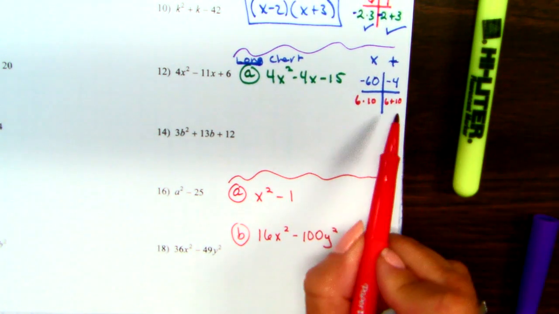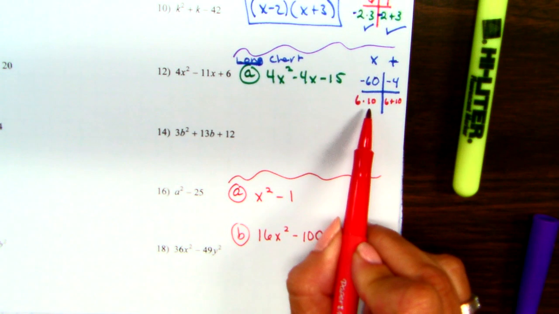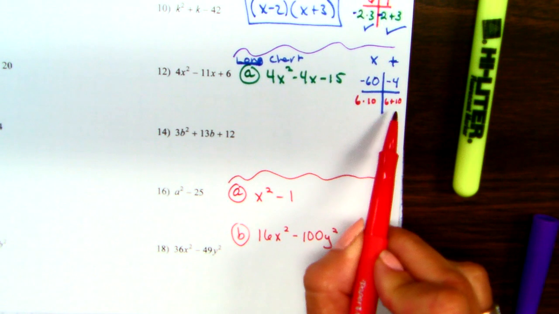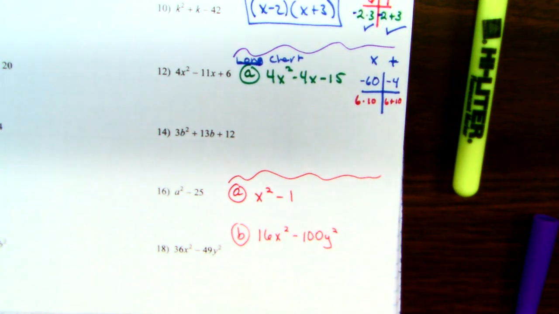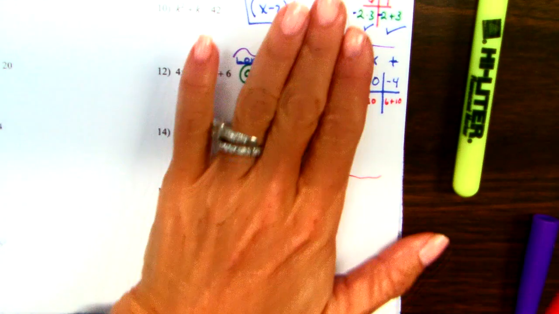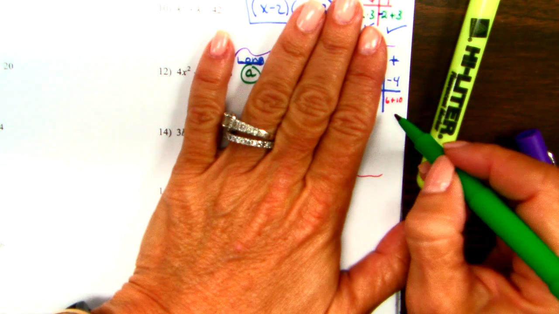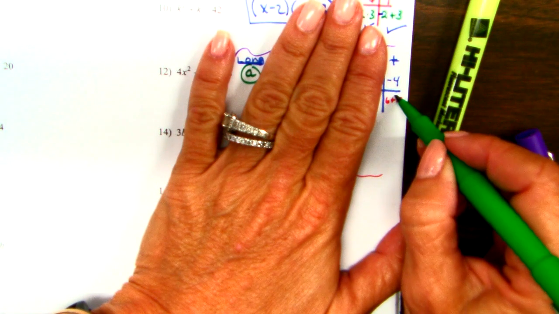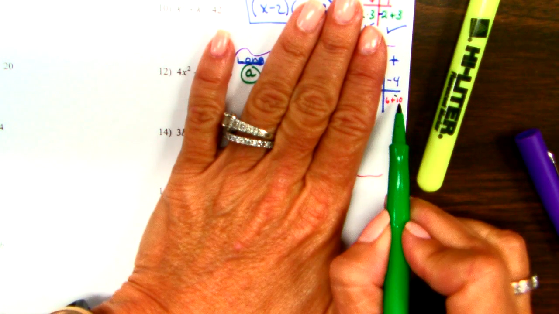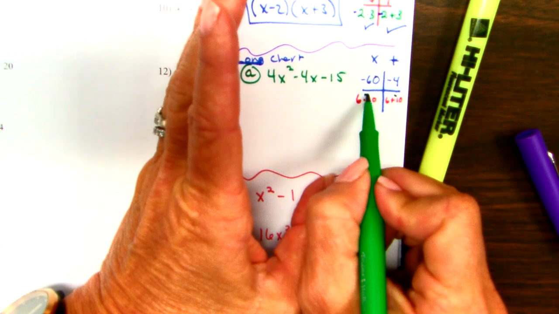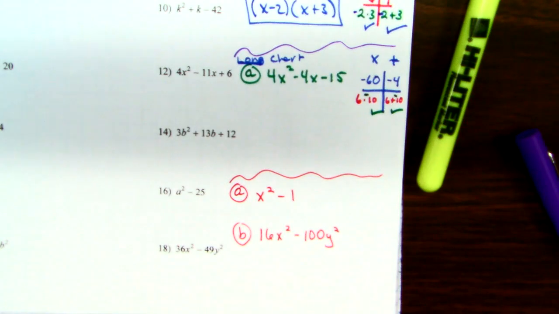Now, we all know that 6 times 10 is not positive 60. I mean, we need negative 60. And we all know that 6 plus 10 is not negative 4. This is where you play with the signs, though. How do I make a negative 4 with a 6 and a 10? One of them is going to be negative. Which one? Negative 10. Yeah. 6 plus negative 10 is negative 4. Make sure it works over here. Yep, it does.